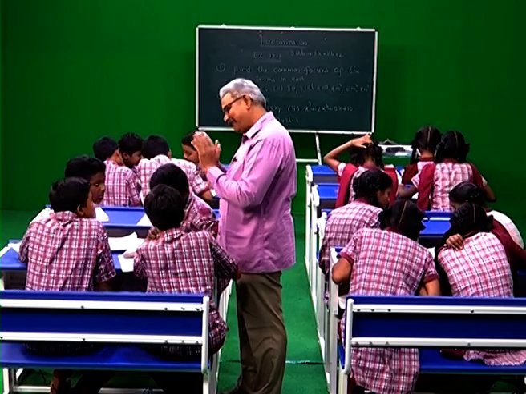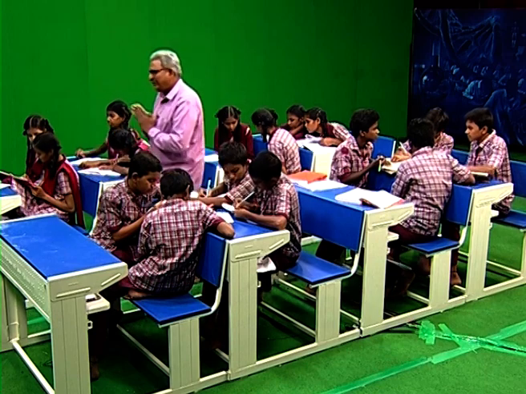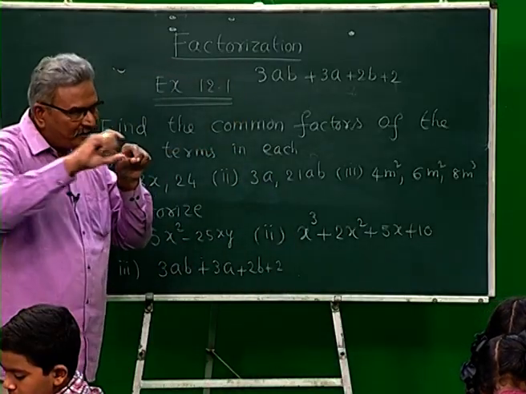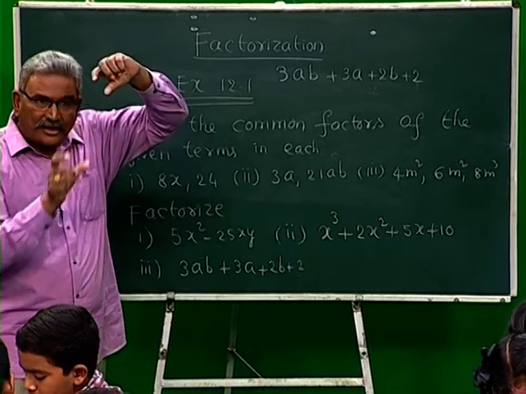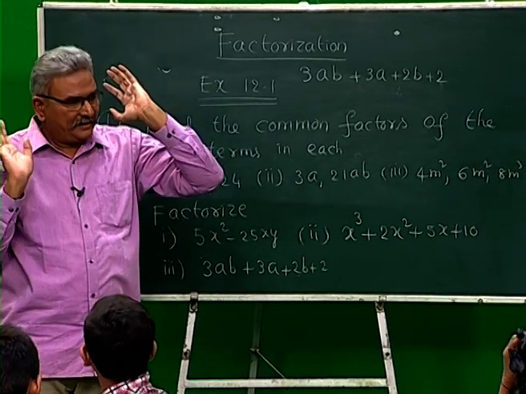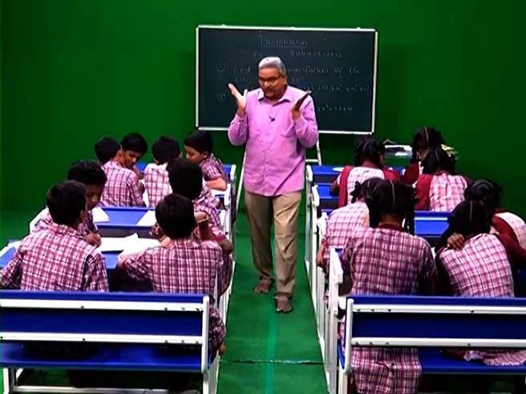Comma means separate. Yeah. So, look here, take 8x separately, take 24 separately, and write what factors. After that, pick up the common factors, round them up. Write the common factors inside the round. That's all. It's very simple. You try yourself. I have just given you the clue.